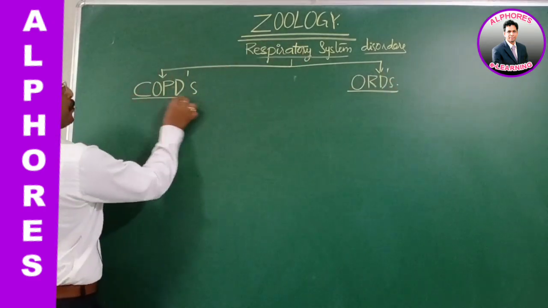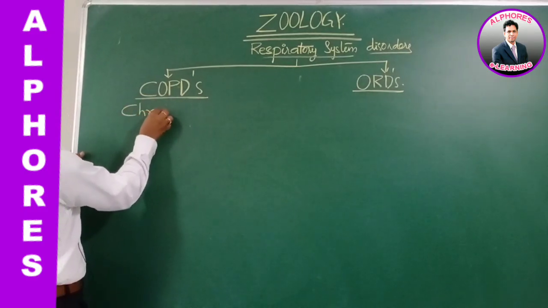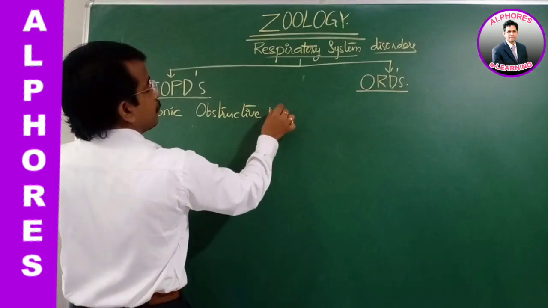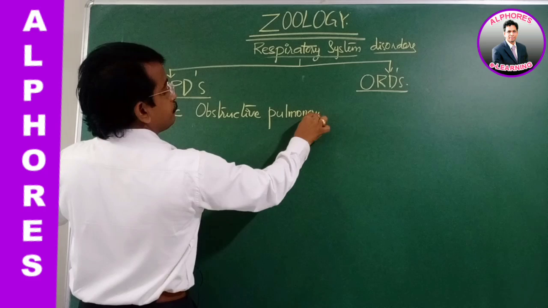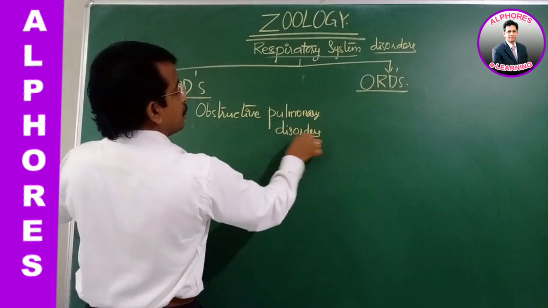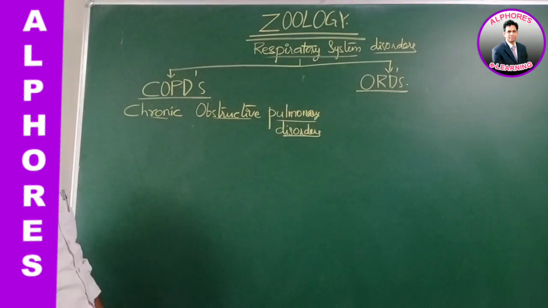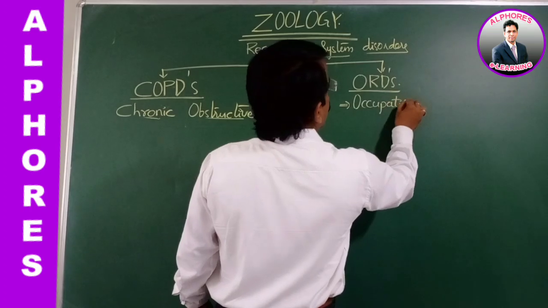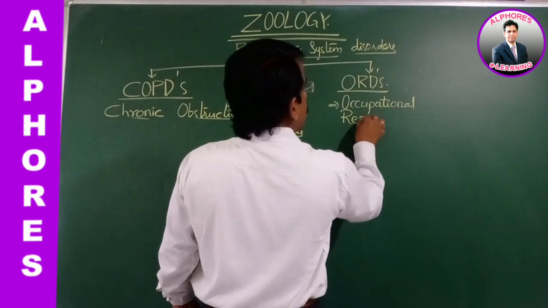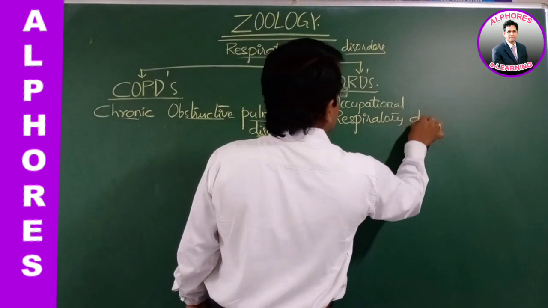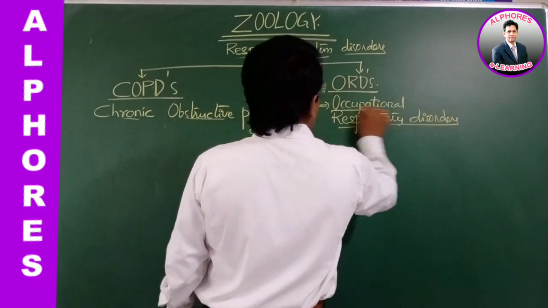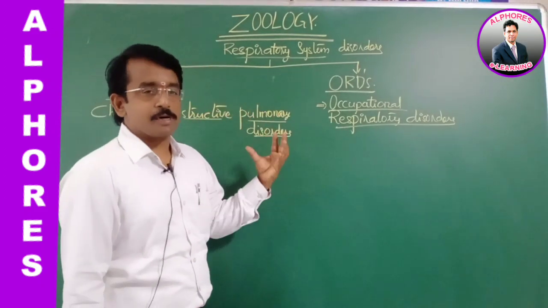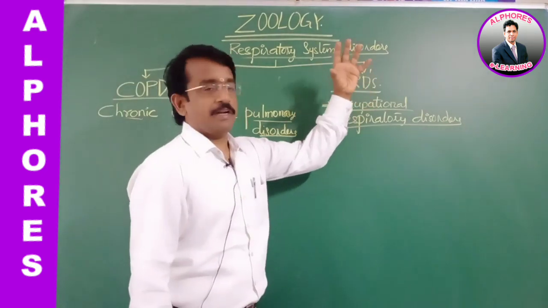I repeat, COPDs means chronic obstructive pulmonary disorders, or else respiratory disorders or lung disorders. In this connection, occupational respiratory disorders are what we'll now see. So first of all, let us know what COPDs, chronic obstructive pulmonary disorders, and occupational respiratory disorders are.